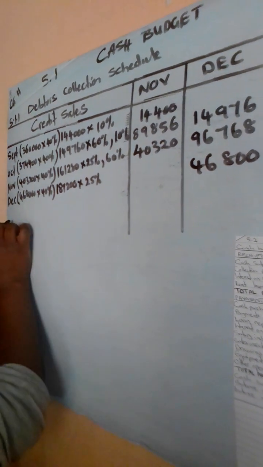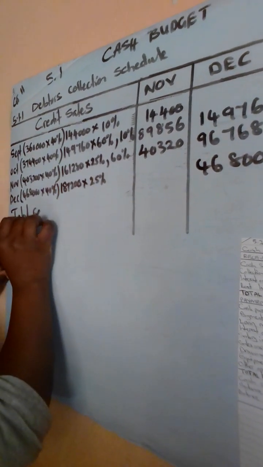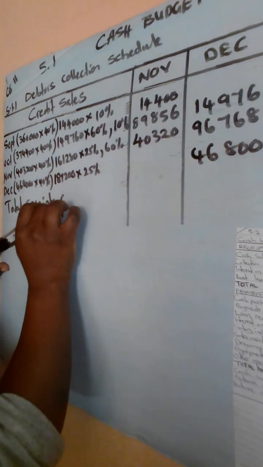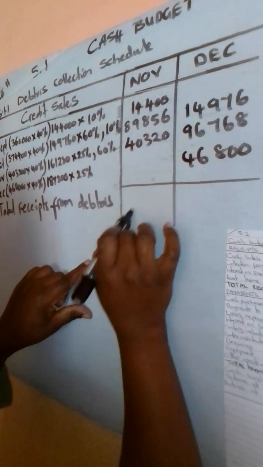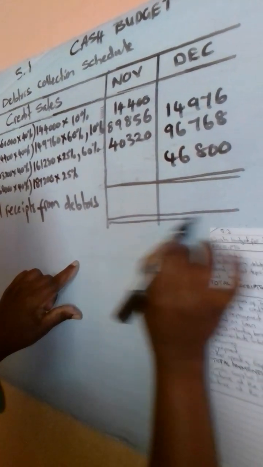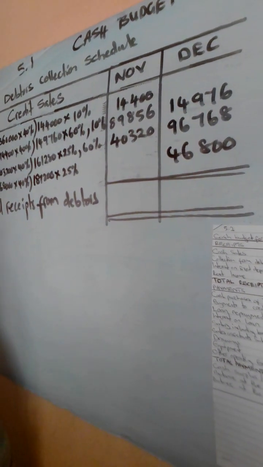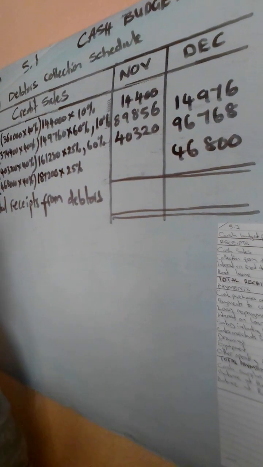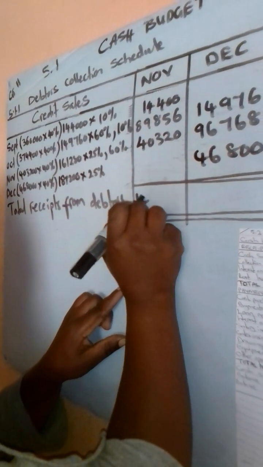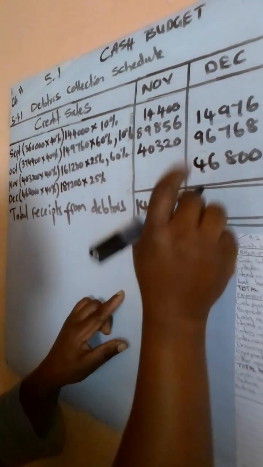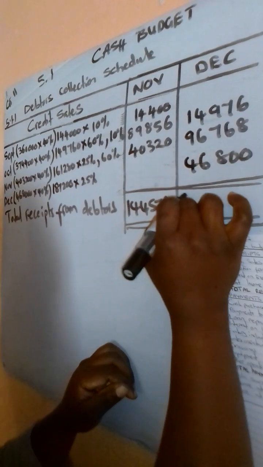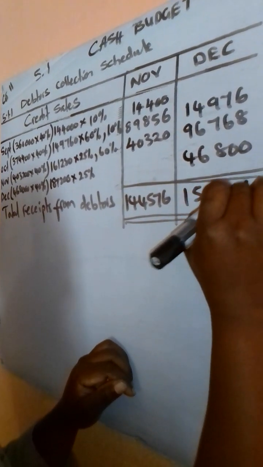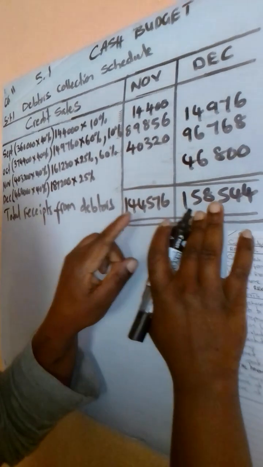The only thing that is left is for us to calculate the total receipts from debtors. Okay, let's calculate our totals. For the month of November, if we add everything, we'll get 144,576. For the month of December, let's add everything. We'll get 158,544.